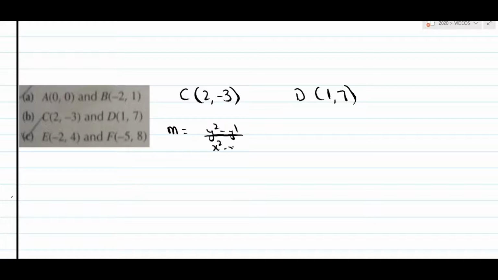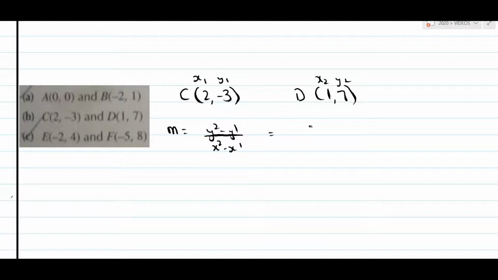Moving on to part B, the coordinates in part B are C is 2, minus 3 and D is 1, 7. Now again we will apply the same formula, which is m equals y2 minus y1 upon x2 minus x1. You can write these as x1 and y1, and you can write these coordinates as x2 and y2.